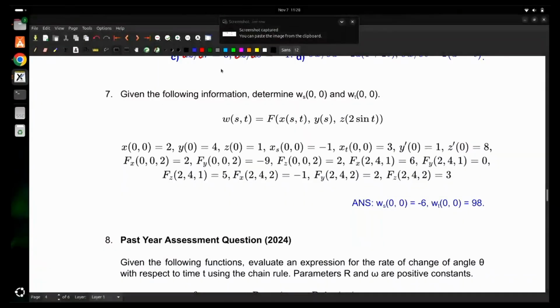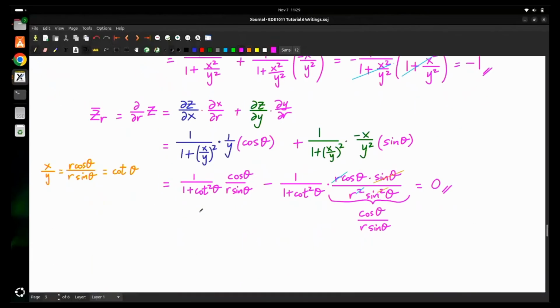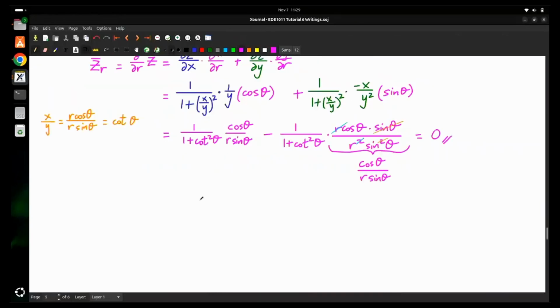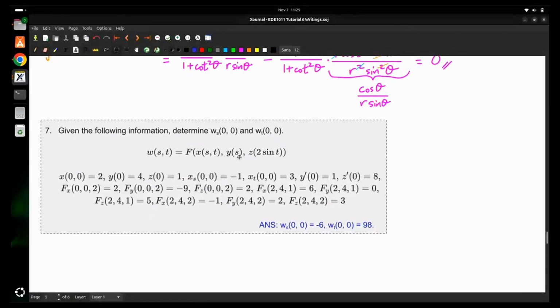Then past year you try DIY, also using chain rule. Okay, so question 7 will be our last question for the tutorial today. Okay, why important? I also don't know. So this question is actually testing you on the understanding of the chain rule, okay?